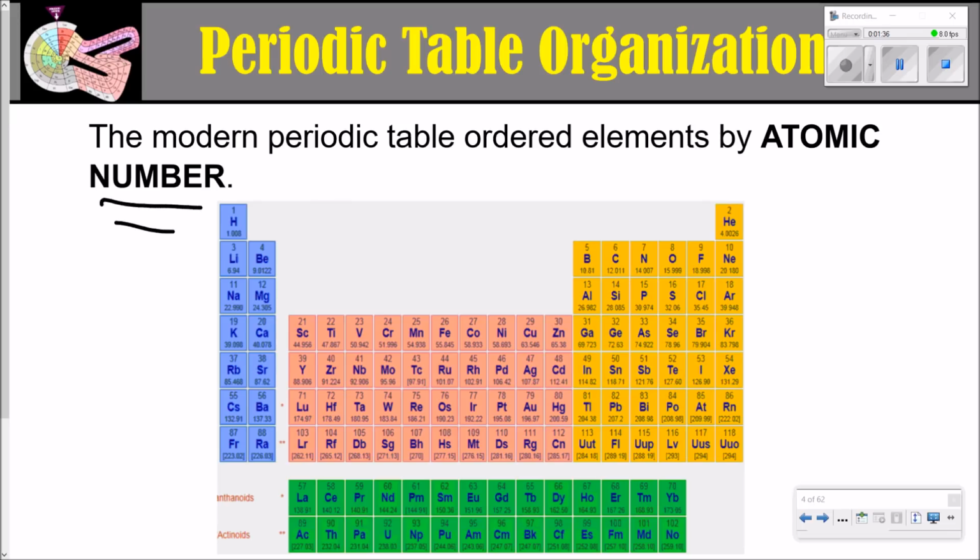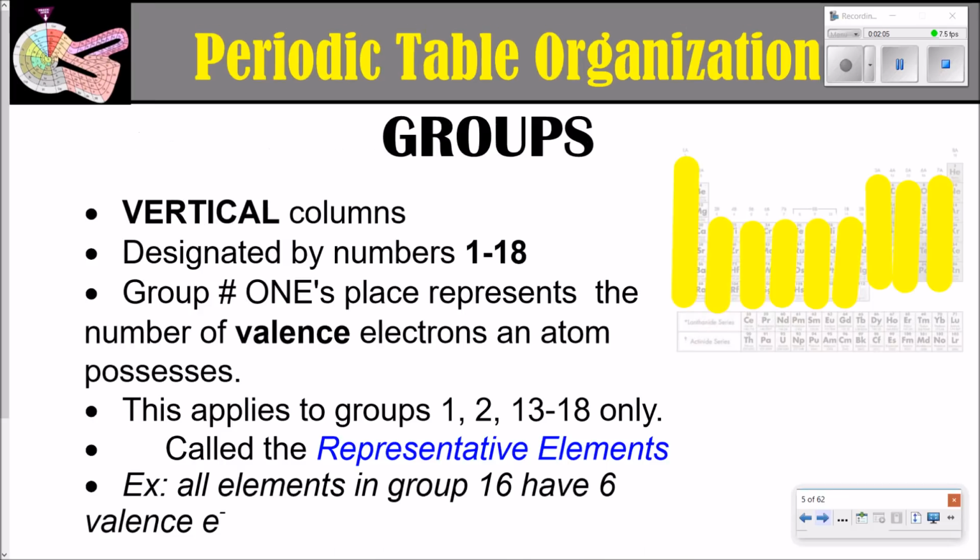So as you go down the periodic table, atomic number increases, starting with 1 with hydrogen, 2 with helium, 3 with lithium, and so on and so forth. So now we're going to talk about how the periodic table is organized. And we're going to start by talking about the groups in the periodic table.